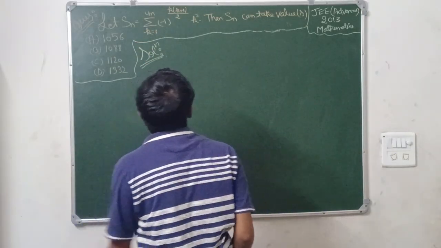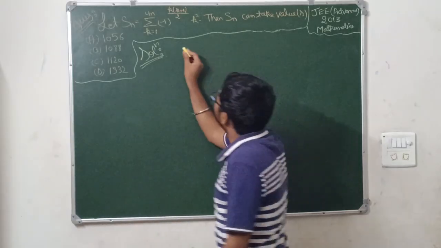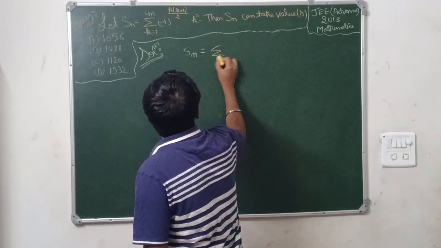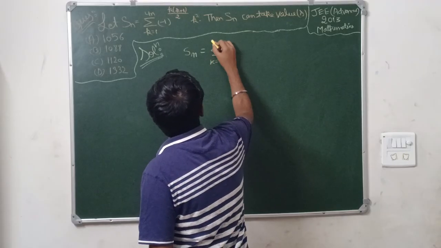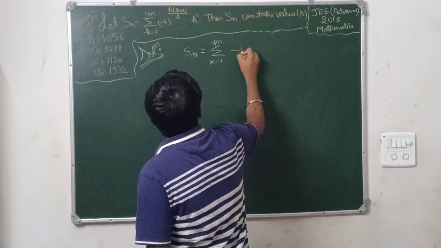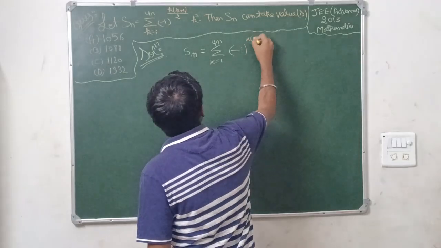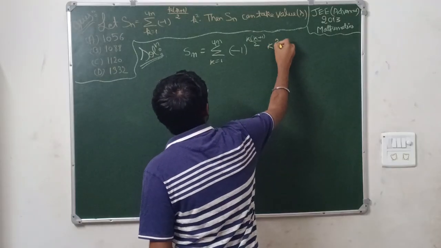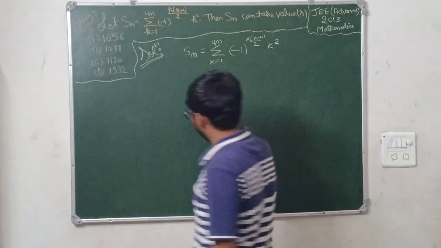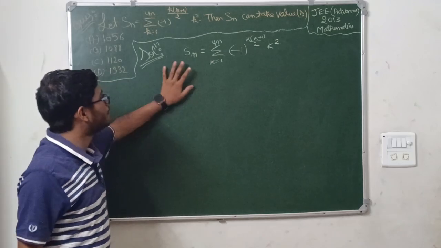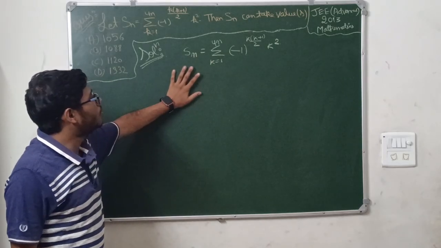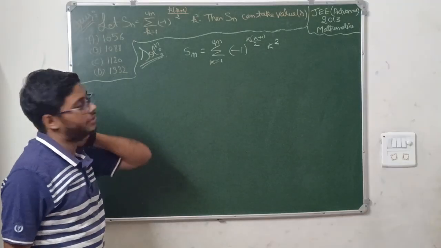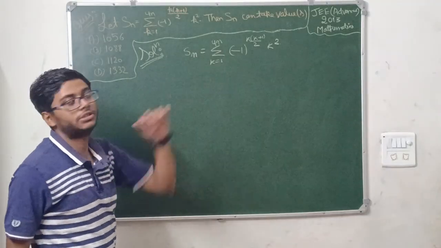So let us begin. First of all, you have been given a series, Sn, which is summation k equals 1 to 4n of (-1)^(k(k+1)/2) into k square. This is the summation series. Now, you can't just do the hit and try method here for applying any of the methods of sequence and series. You have to open this series.